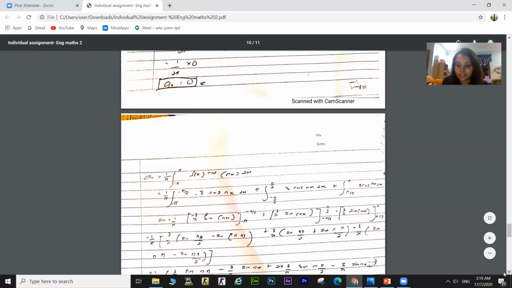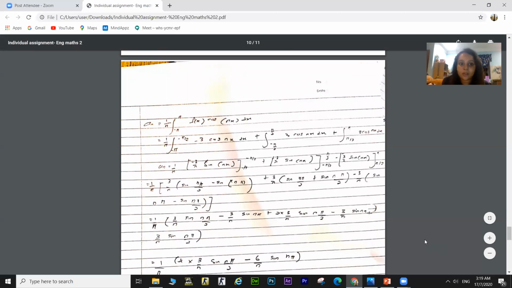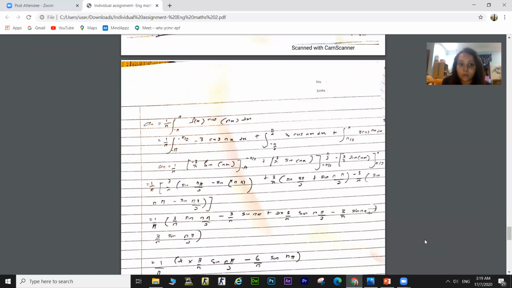Then the calculation of a_n: after a naught, a_n equals 1 over π, integral with upper value π and lower value negative π, of f(x) cos nx dx. We use the same approach as the previous a naught: for a_n we use cos and for b_n we use sine. First we use 1 over π, integral from negative π to π, of f(x) cos nx dx, and we split it into the integral from negative π over 2 to negative π of negative 3 cos nx dx, plus the integral from negative π over 2 to π over 2 of 3 cos nx dx, plus the integral from π over 2 to π of 3 cos nx dx, same as we did for a naught.